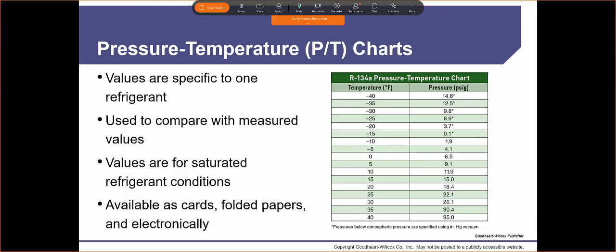All right, so back to the PT chart. Values are for saturated refrigerant conditions. So we're at that point where if we start to remove heat or apply heat, our refrigerant is going to change state. It's going to go from a vapor to a liquid. So we're right at that little middle point. These things are available as cards, folded papers, and electronically. Back in the day, the supply houses used to love giving out these things. Everybody had one in their wallet, but not anymore. Put it on your phone, you're done.